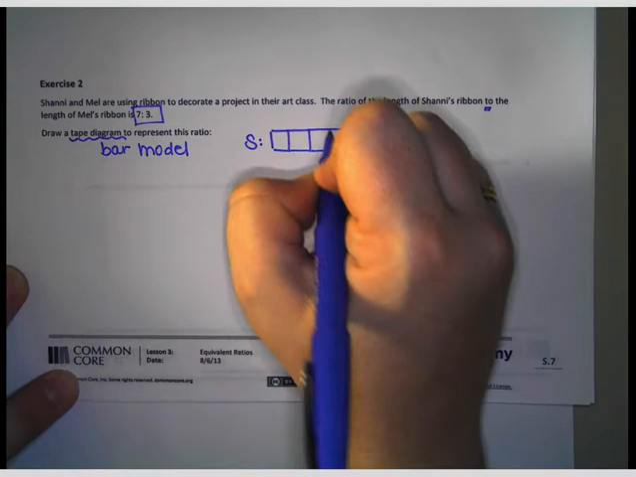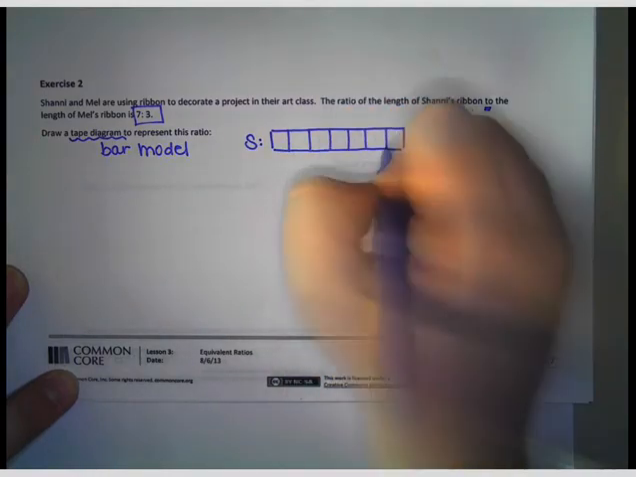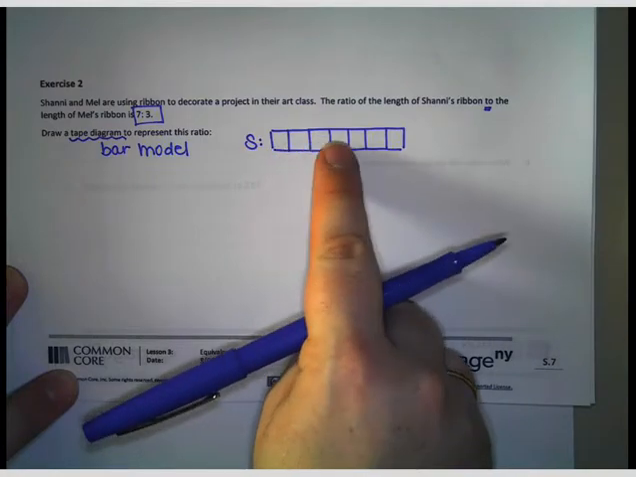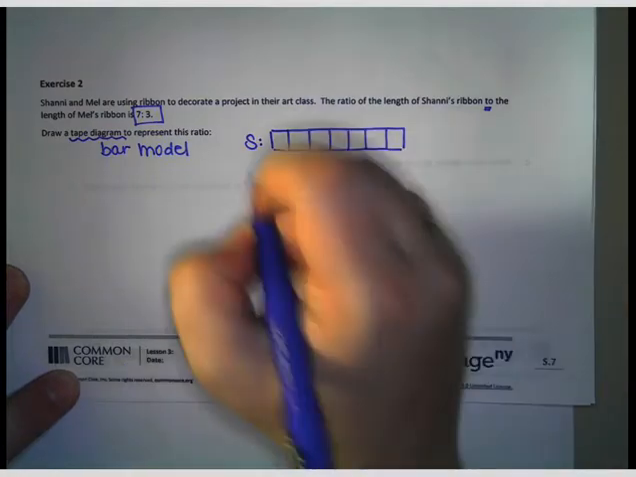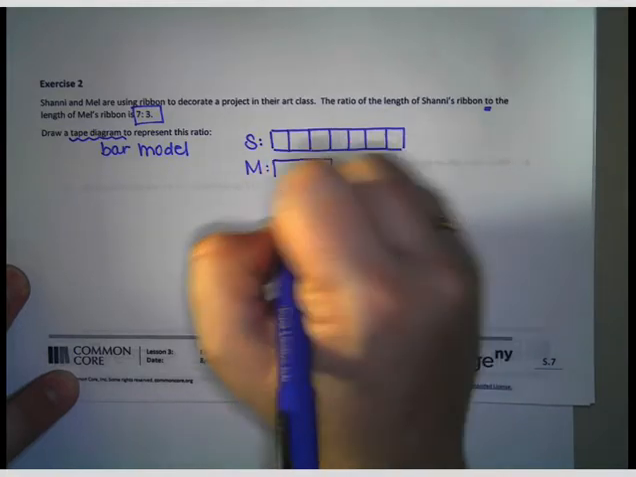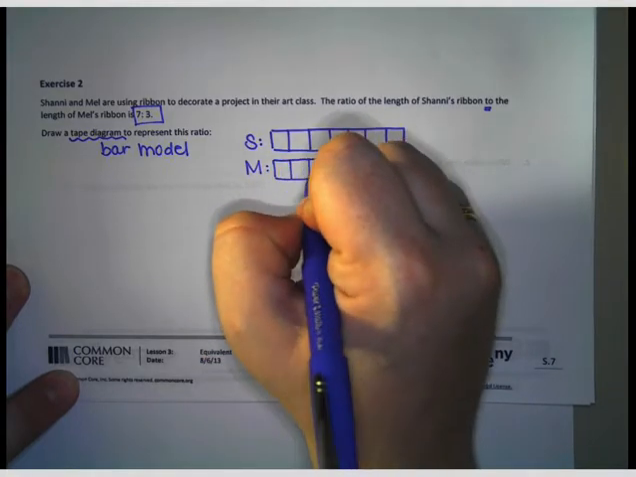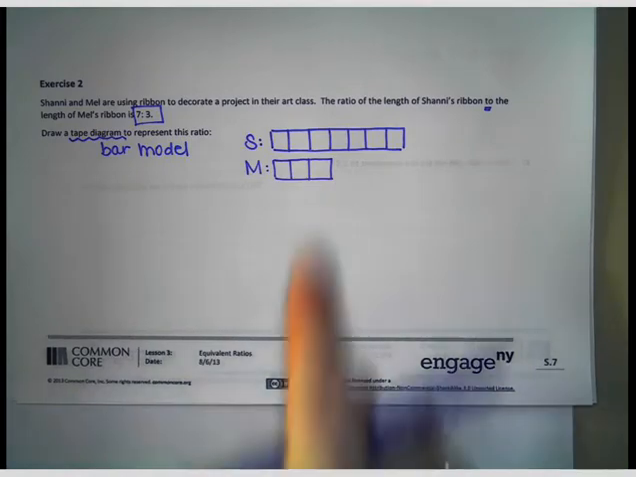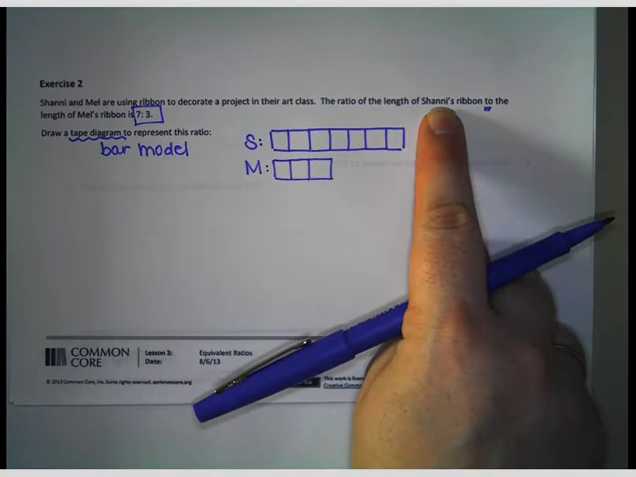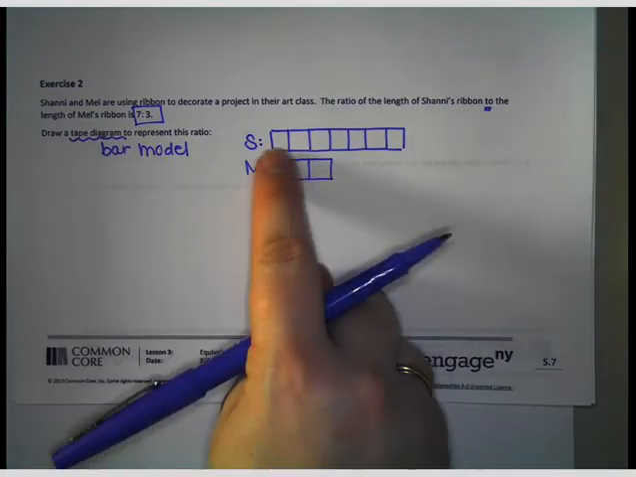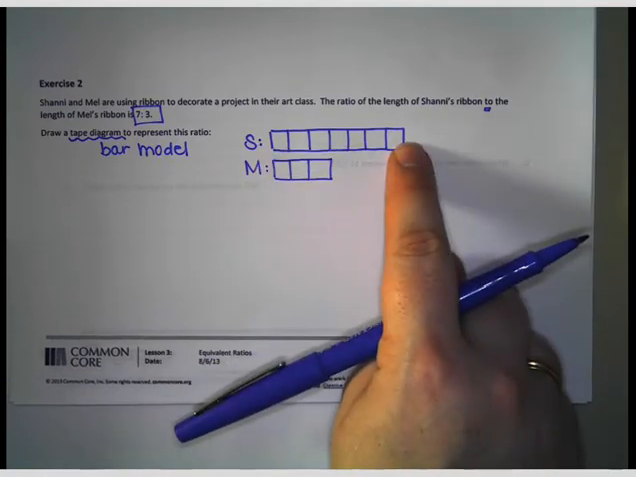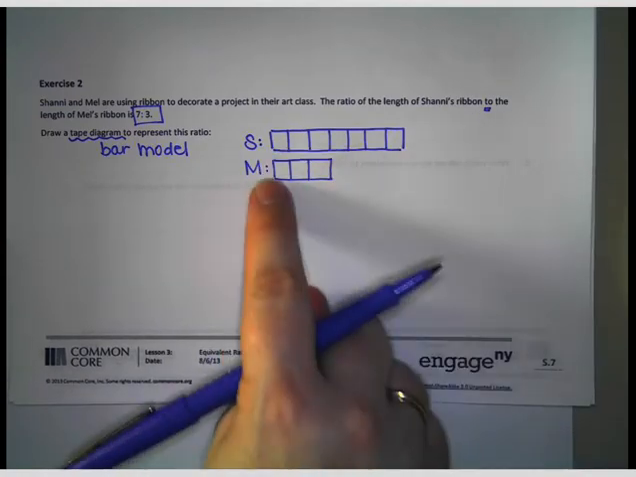1, 2, 3, 4, 5, 6, 7. Shani's has 7 boxes. And Mel's tape diagram has 3 boxes. 1, 2, 3. Okay, because then I have this ratio of the length of Shani's ribbon to the length of Mel's ribbon being 7:3. For every 7 that Shani has, Mel has 3.